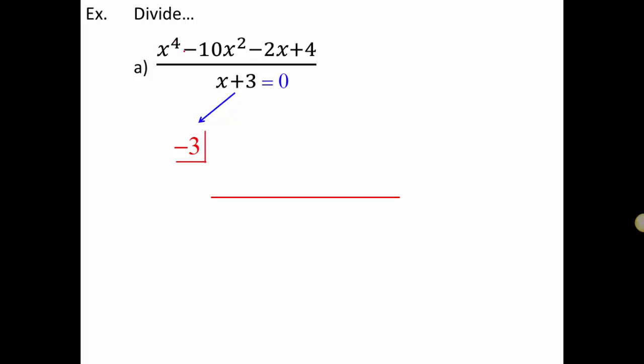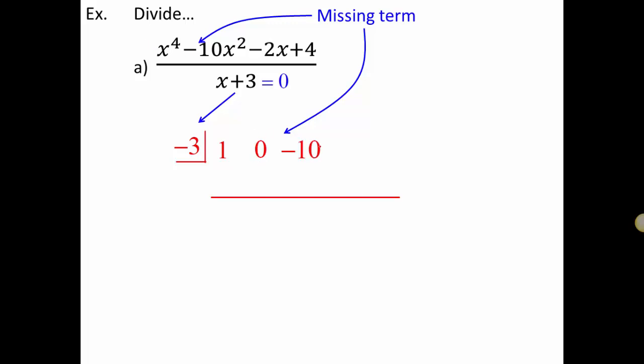I'm missing x cubed, which means when I get to that point in the process, the coefficient of x to the 4th is 1, the coefficient of x to the 3rd, since x to the 3rd is missing, I'm going to use a placeholder, 0. Anytime you're missing a term, put in a 0 as a placeholder. So I've got 1x to the 4th, 0x cubed, negative 10x squared, negative 2x plus 4.